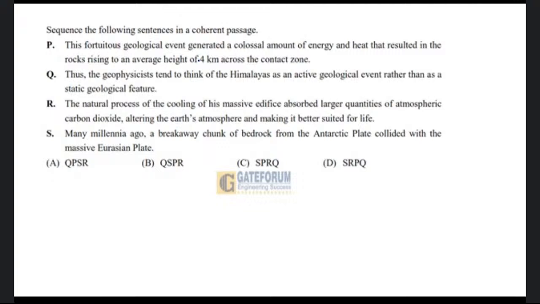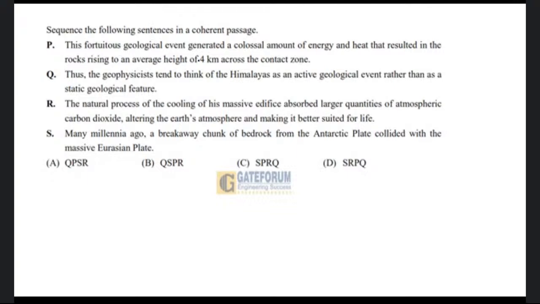Okay, this is a sequencing question. This would generally carry around 2 marks. Sequence the following sentences in a coherent passage. Coherent means which has some meaning. The sentences are named P, Q, R, and S.